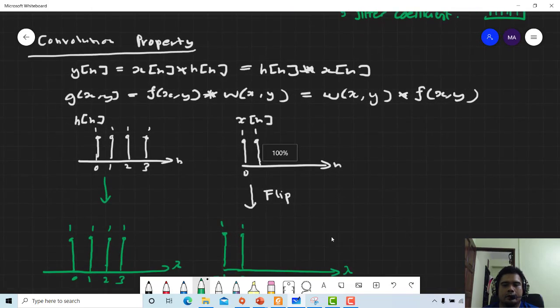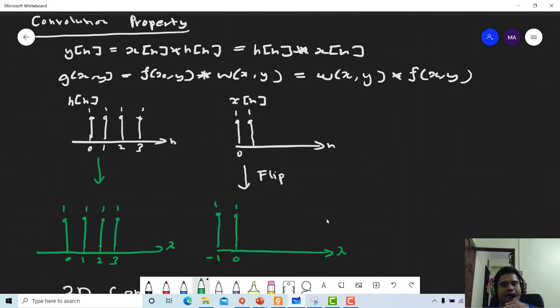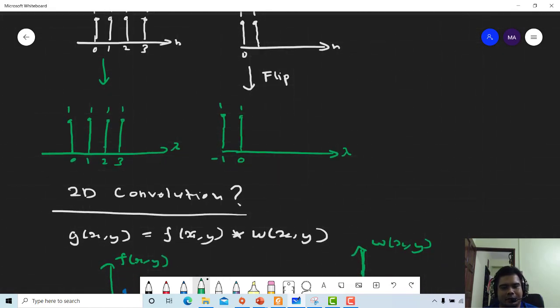Okay, so now let's relate this operation, the sliding process, and the sum of product there. I already mentioned sum of product, you're already clear about that. And then I already mentioned how the sliding operation works. So now let's go back to our two-dimensional convolution.